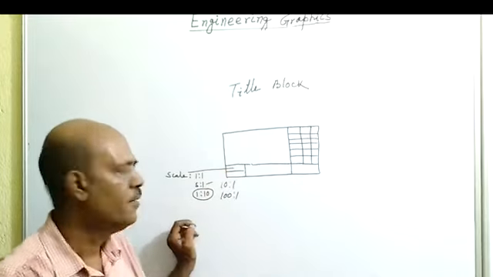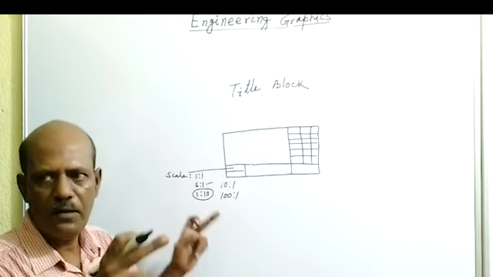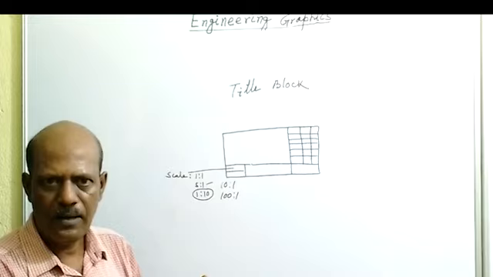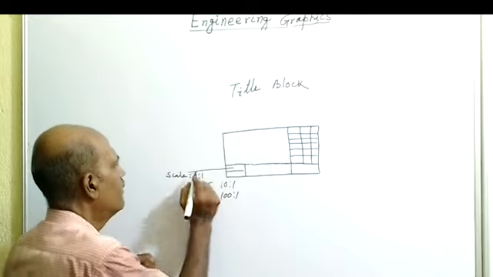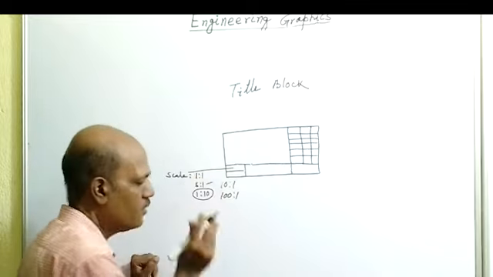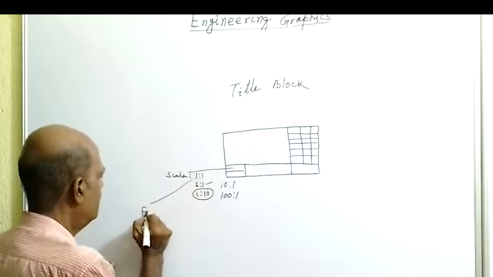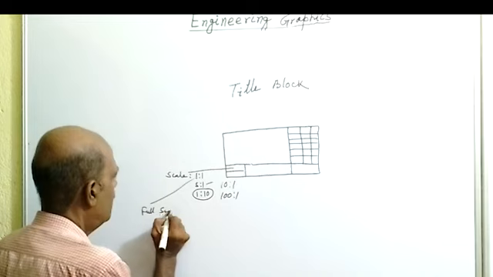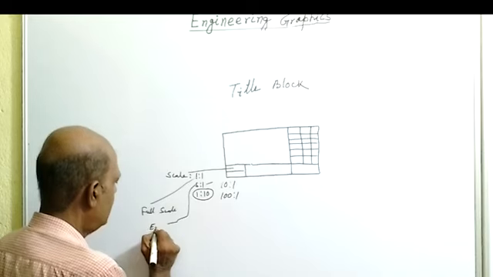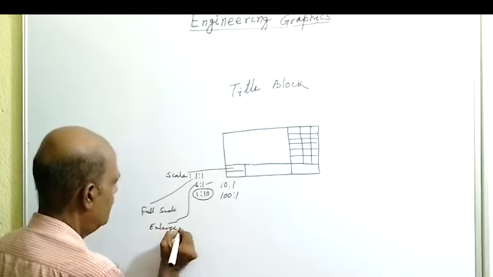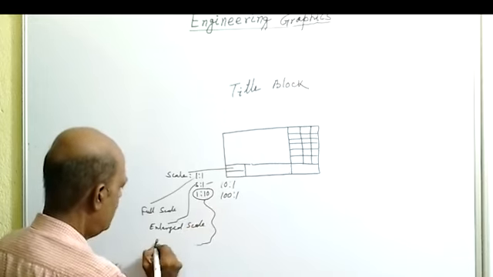And the first one is scale 1:1. If the object size is small and the actual size of the object can be drawn on the sheet of paper, then the 1:1 scale is used, that is called the full scale. This one is called the enlarged scale. And this is called the reduced scale.